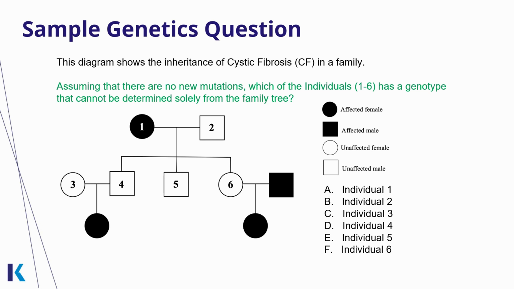The question is, assuming that there are no new mutations, which of the individuals 1 to 6 has a genotype that cannot be determined solely from the family tree? If you want to work out this question yourself, simply pause this video and go for it. The answer is B.